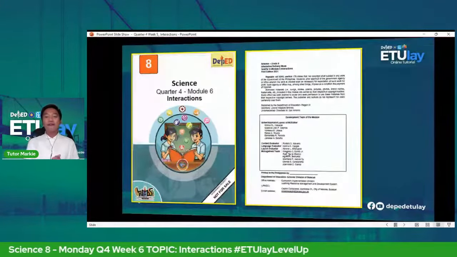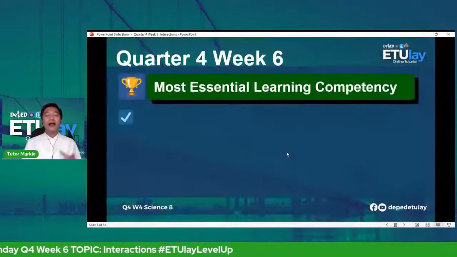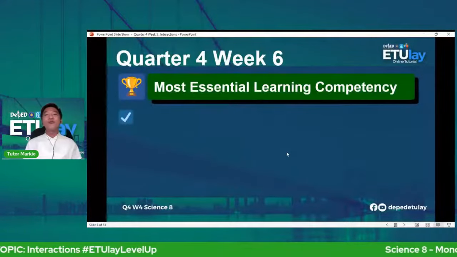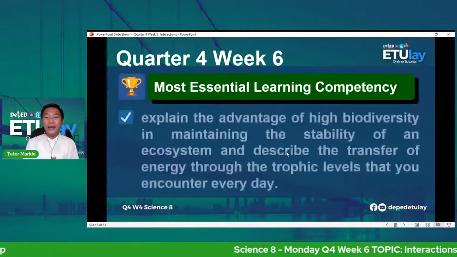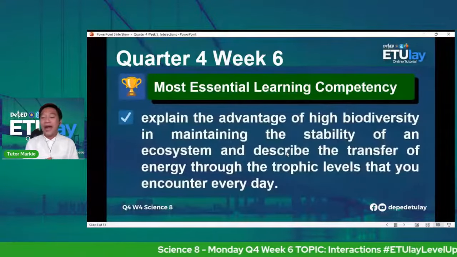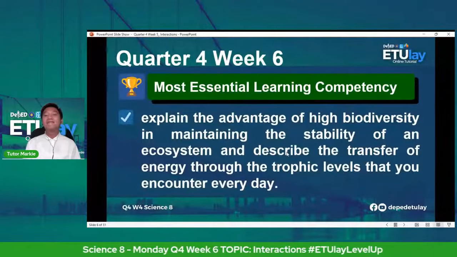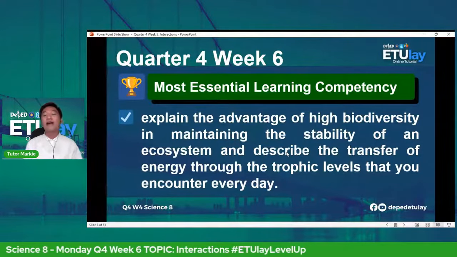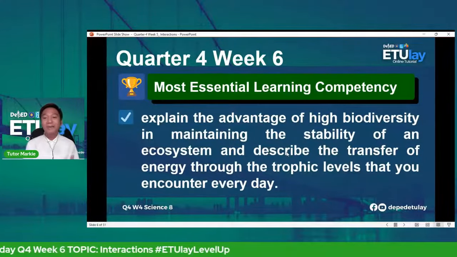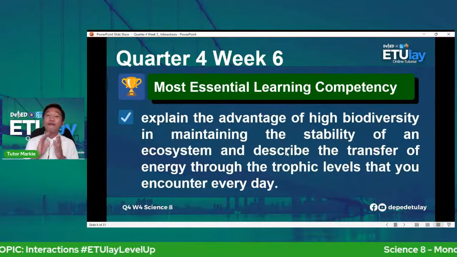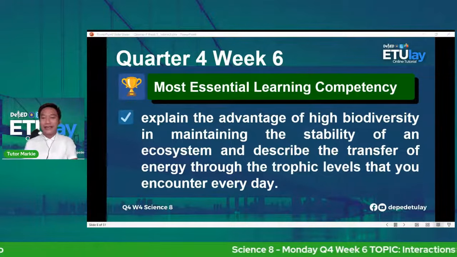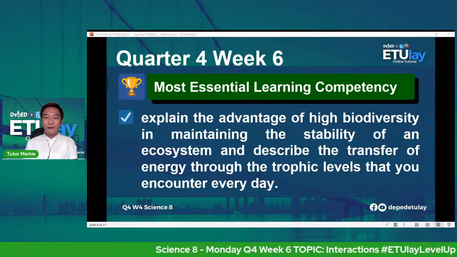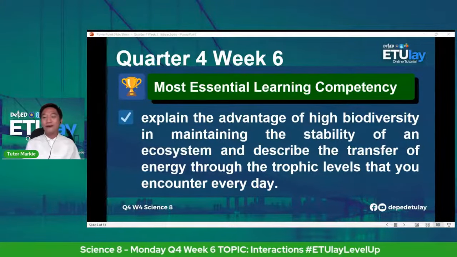All right, so for this quarter 4, week 6, our most essential learning competency is to explain the advantage of high biodiversity in maintaining the stability of an ecosystem and describe the transfer of energy through the trophic levels that you encounter every day.